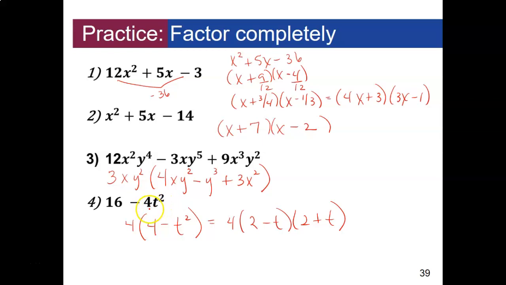And then this last one, if you look at it, it has a greatest common factor that needs to be taken out of it. So you have to take out the 4 first, and that leaves me with 4 minus t squared, and then I can factor that as the difference of squares. So this would not be appropriate to have 4 minus 2t and 4 plus 2t as the factorization for this one.